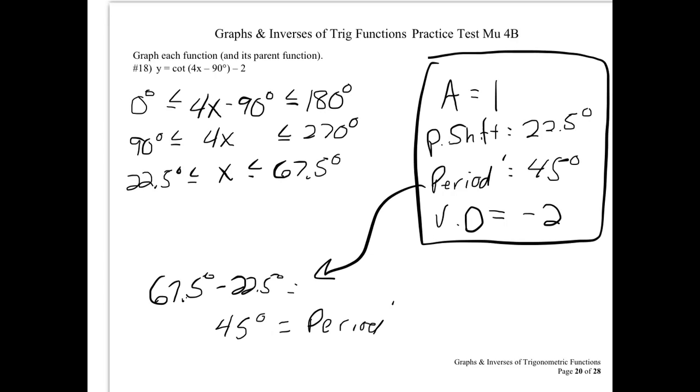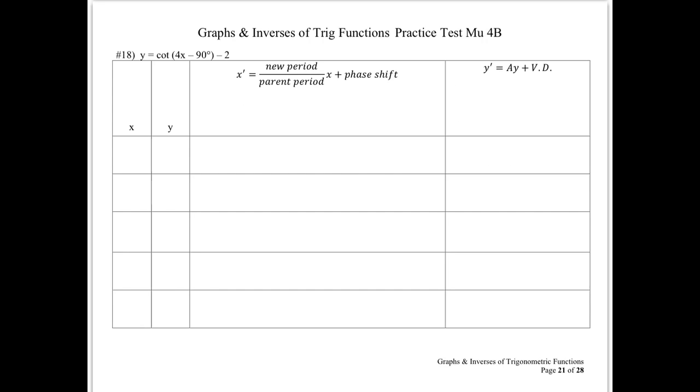Using this information, I should be able to make a table and figure out where my points are going to be. X and Y here are for the parent graph. Cotangent's period is 180, so I would count, go from 0, 45, 90, 135 degrees, and then 180.